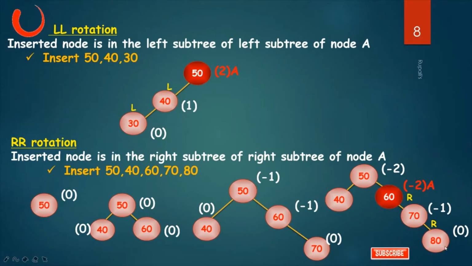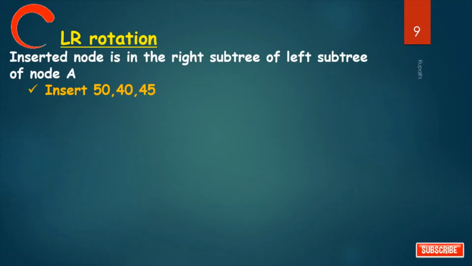Then you have to check the next nearest ancestor. It is 60, not 50. So it is 60, and this one is our nearest ancestor of the newly inserted node. So I am marking this node as A. Now, RR rotation is required when the inserted node is in the right subtree of node A. I repeat, when this newly inserted node 80 is in the right subtree of node A, then RR rotation is required.